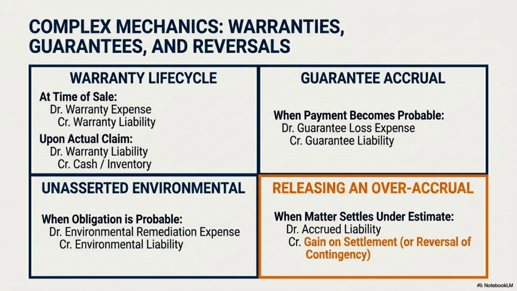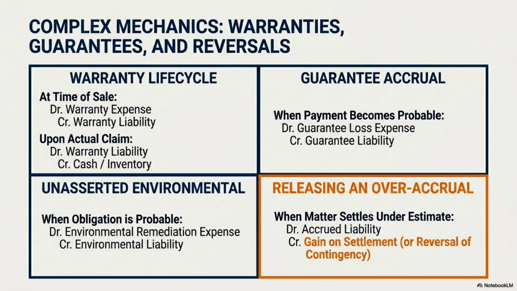Top right, guarantee accruals. When it becomes probable that your company will need to perform under a guarantee, say a subsidiary is struggling to service its own debt, you debit guarantee loss expense and credit a guarantee liability. Same probable and estimable logic as any other loss contingency. Bottom left, unasserted environmental. When a past contamination event makes a remediation obligation probable, you debit environmental remediation expense and credit an environmental liability before any regulator has shown up and before any formal notice arrives. The past event is what triggers it, not the regulatory response.